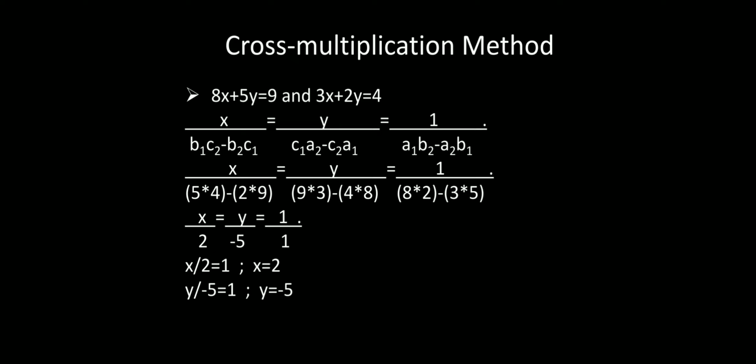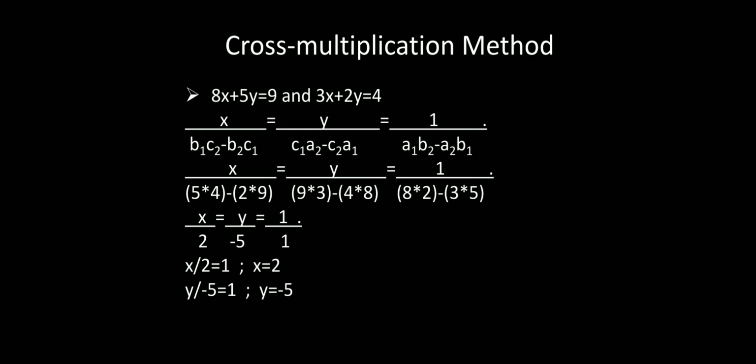We got x by 2 is equal to y by minus 5 equals to 1 by 1. So we will equate both the equations to 1. We will get x by 2 is equal to 1, which will give you x is equal to 2, and y by minus 5 equals to 1, which will give you y is equal to minus 5.